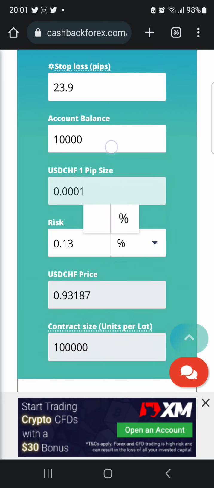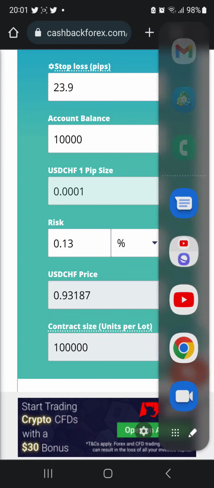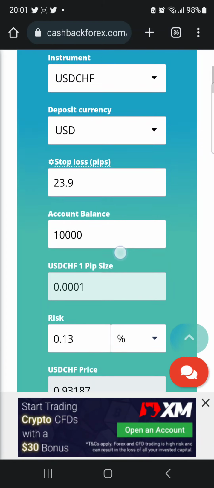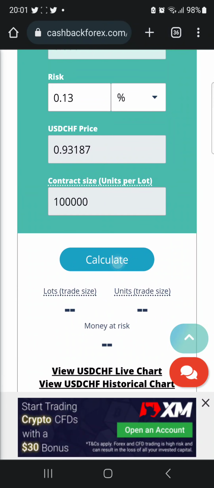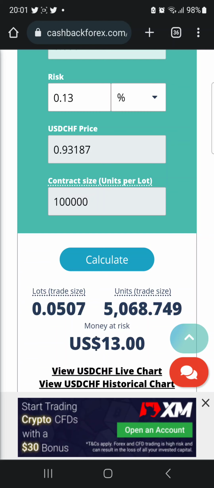Only account balance. The only thing you should touch is account balance, and the instrument where you choose your pair. So the next one to do is click on calculate. Immediately you click on calculate, what will it give you?